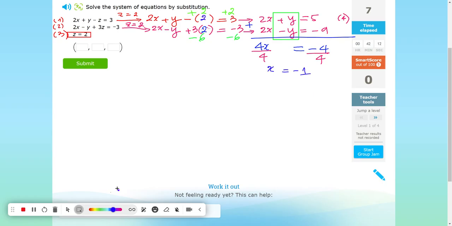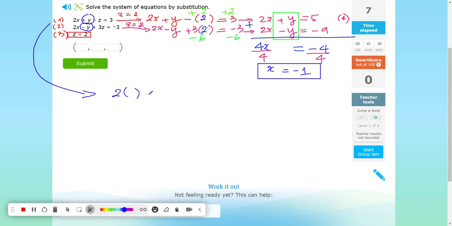Okay, so now we know one more variable right here. We know the z, we know the x. So now we can substitute back to find the y. Which equation is easy to find the y? Take a look over here: this is plus y, this is negative y. So I would use equation number 1: 2x plus y subtract z equal 3. I substitute the x as negative 1, and the z as 2.